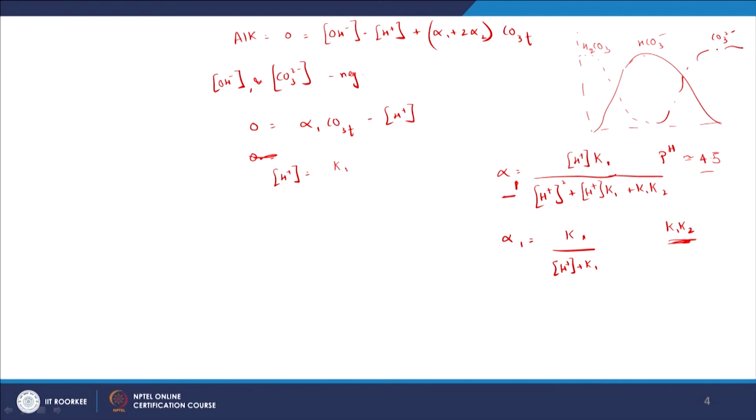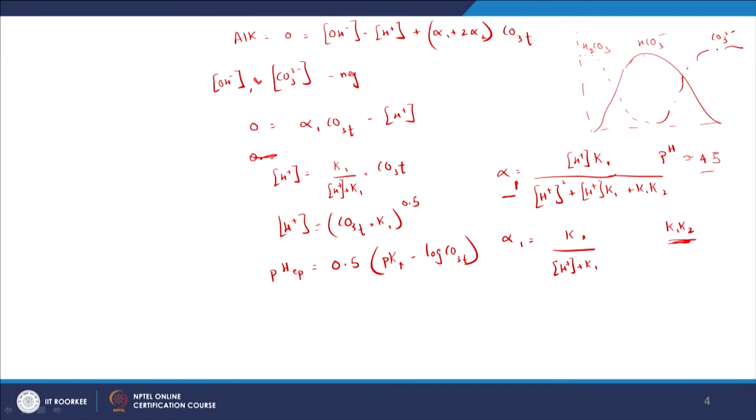Alpha 1 is K1 by H plus plus K1 into CO3 total. And so, if I end up solving for that, H plus will be equal to CO3 total into K1 to the power of 0.5, and now we get the relevant similar form. So, now the pH of the equivalence point is nothing but 0.5 into pKa, or pK1 in this case, minus log CO3 total.